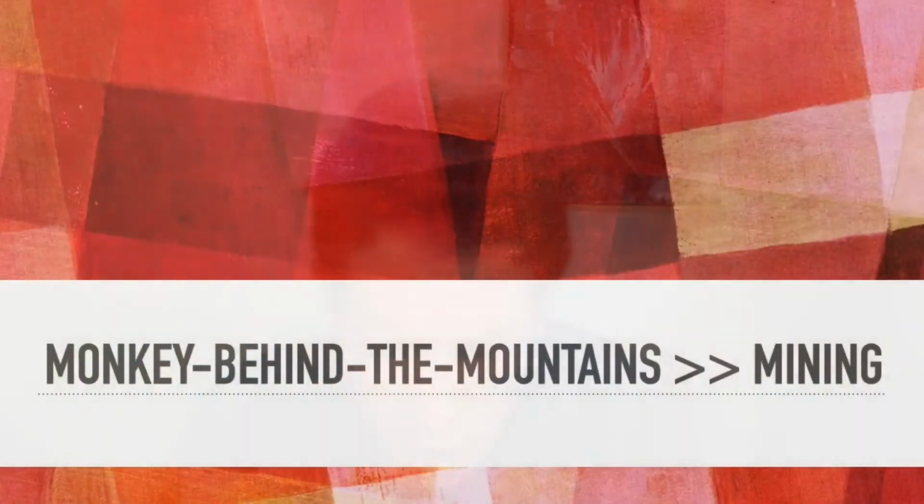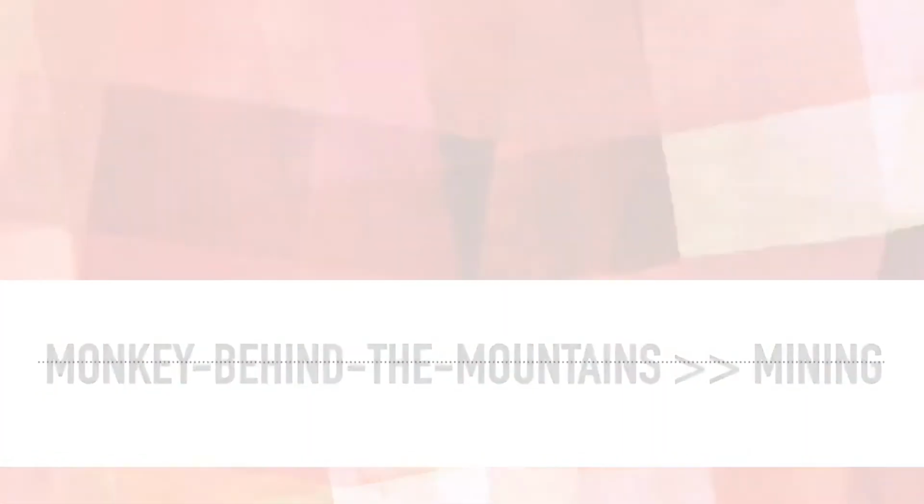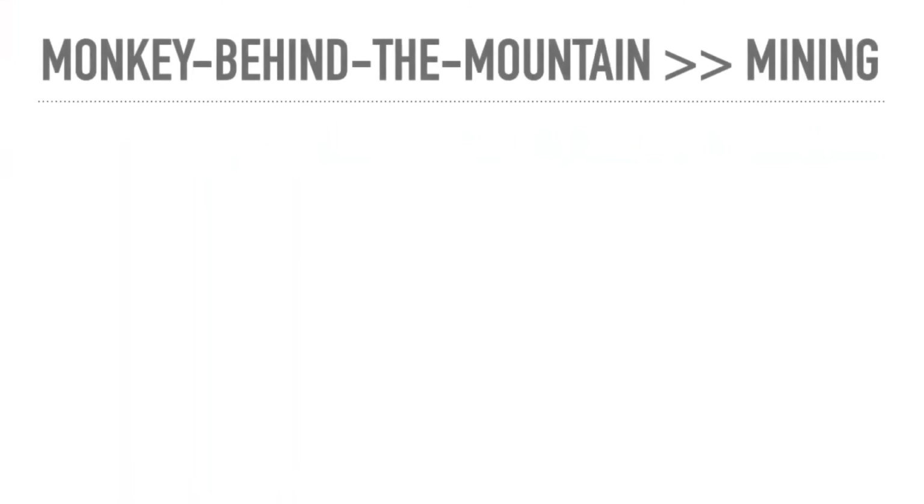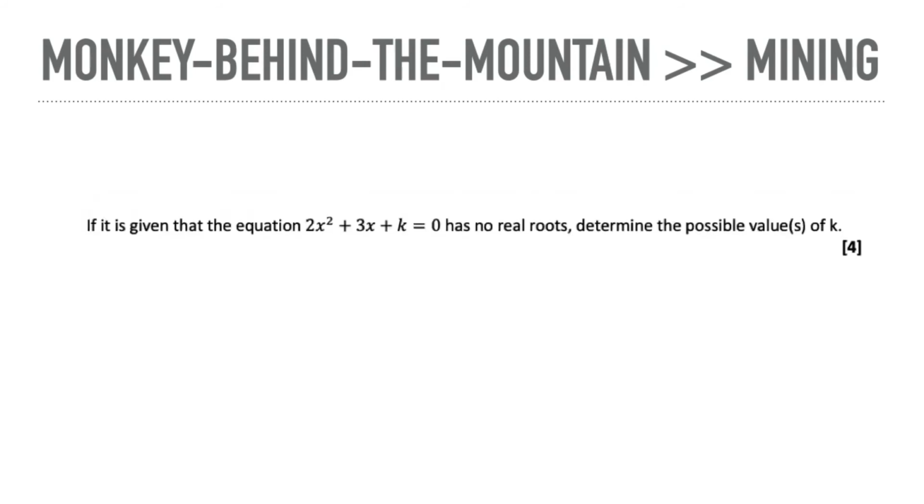Last but not least, we are going to have a look at when do I go from the monkey behind the mountain to mining. In other words, when do I go from looking at my end result to what information was I given? Now for this example, I chose this one which says, if it is given that the equation has no real roots, determine the possible values for k. This means my monkey is k.